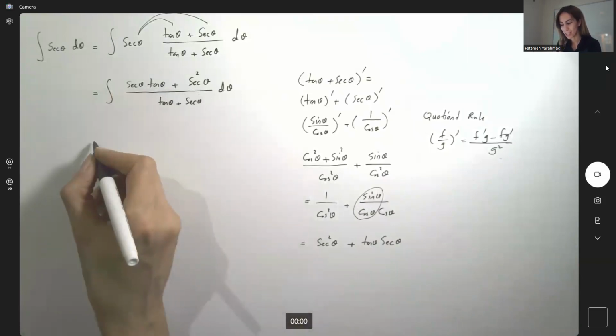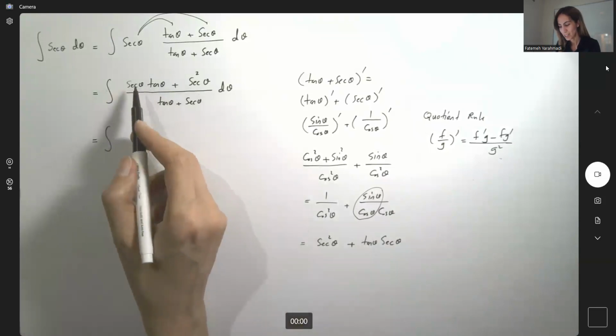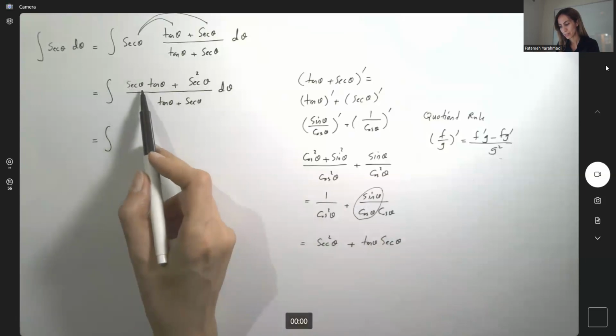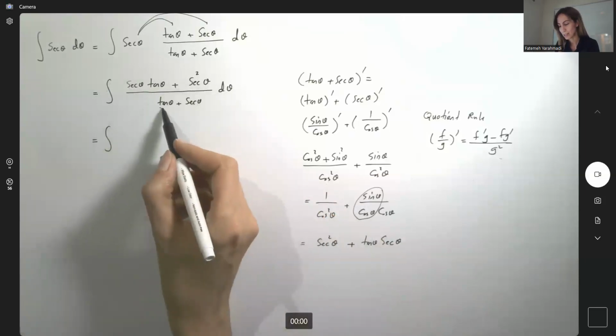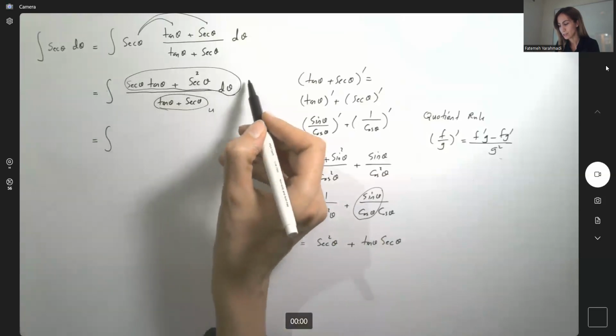What does it tell me? It tells me, hey, I have the integral of d theta. Well, here you have secant theta tangent theta plus secant squared. You can use u-substitution. You can say that, hey, this is my u, and this is my du.